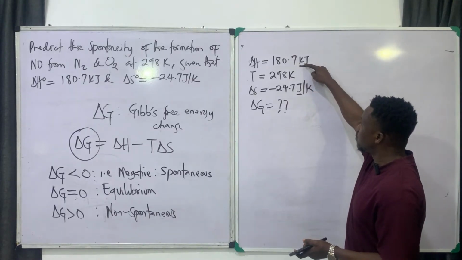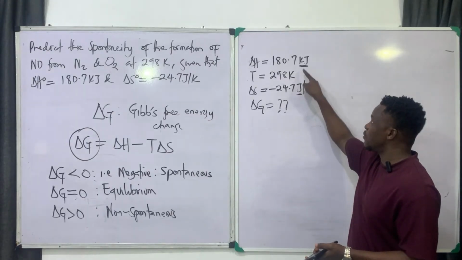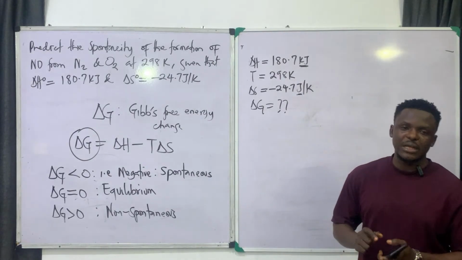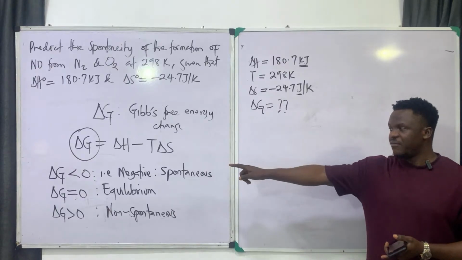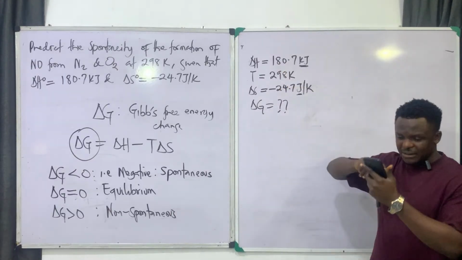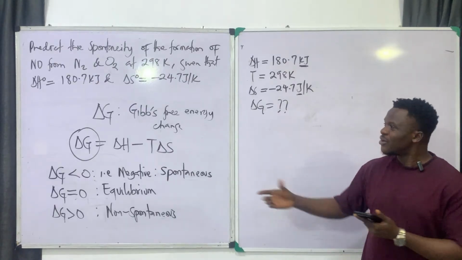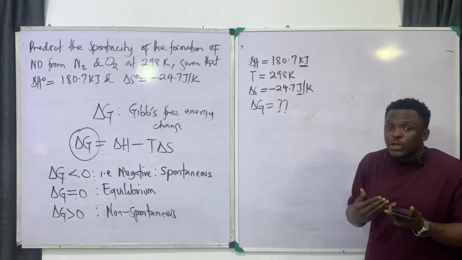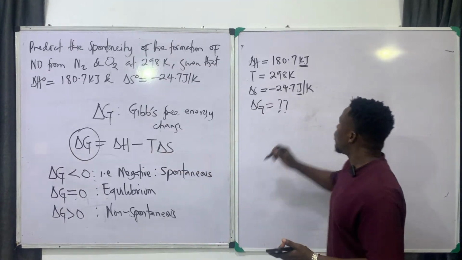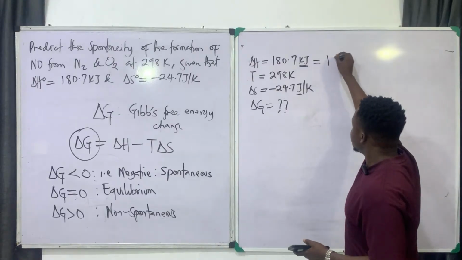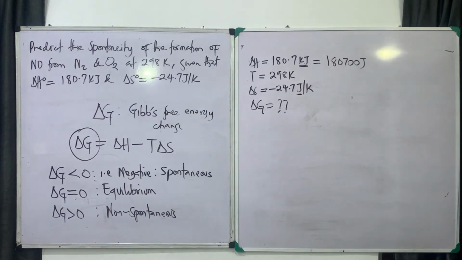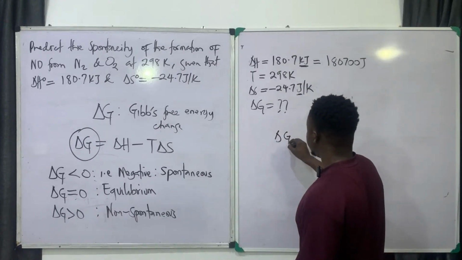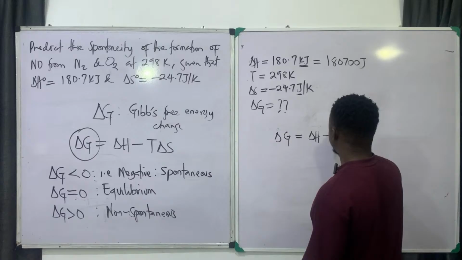So we need to convert the kilojoules to correspond with the joules, or you convert the joules to be the same as the kilojoules. If you don't do that conversion and you go ahead to solve, you're going to get a wrong answer. Remember, our aim is to just see if the value is going to give us negative. So they don't need all this. From the question, it's just one line. They don't even need all this calculation. You just need your calculator to get the value of delta G. So when you convert this guy to joules, this is 180700 joules. So I'll now say delta G is delta H minus T.